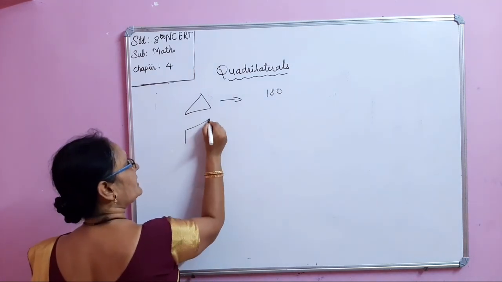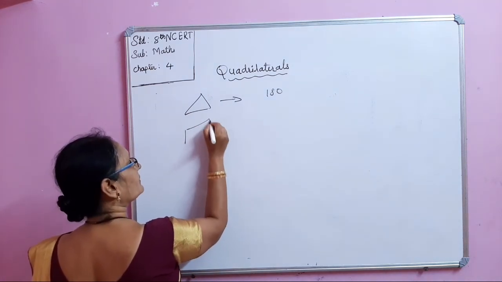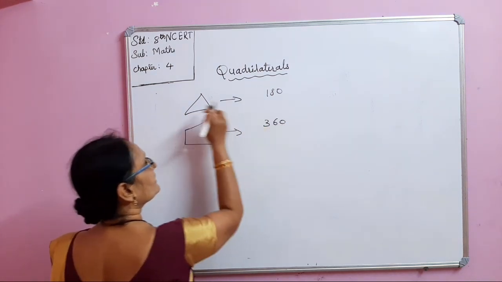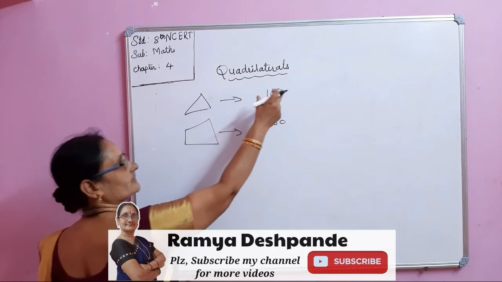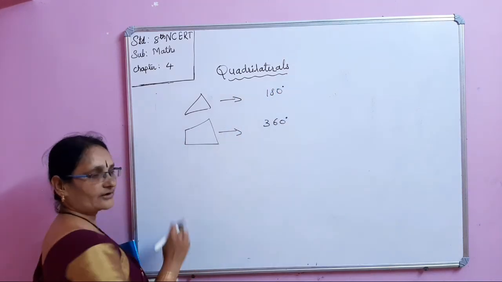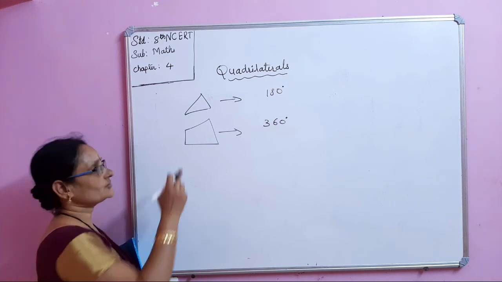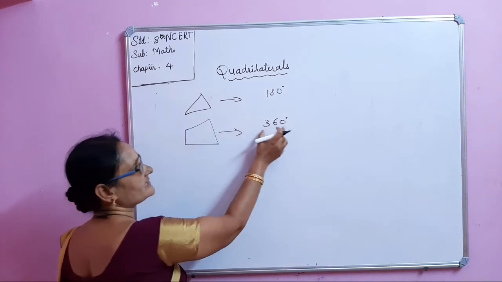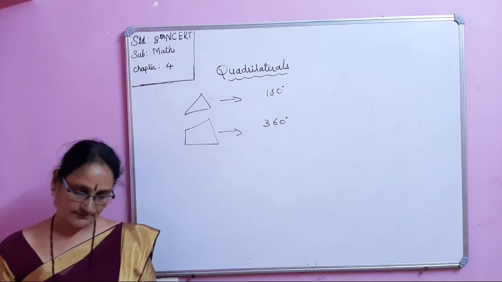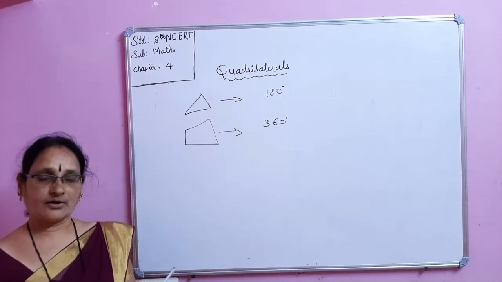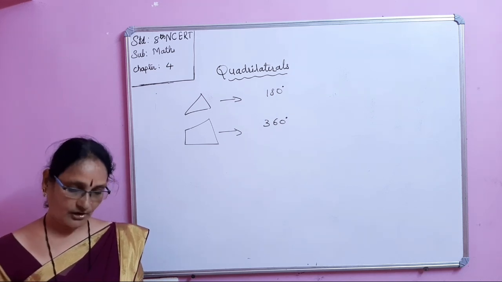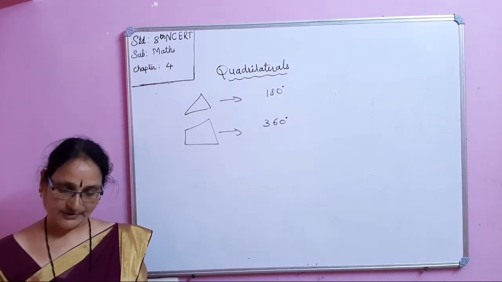And in quadrilaterals, the angle sum property is 360 degrees. The sum of the three angles of a triangle is 180 degrees, and in quadrilaterals four angles will be there, so the sum of the four angles of the quadrilateral is 360 degrees. The same way it goes on for the pentagon and hexagon. So this is all about the introductory part of quadrilaterals.